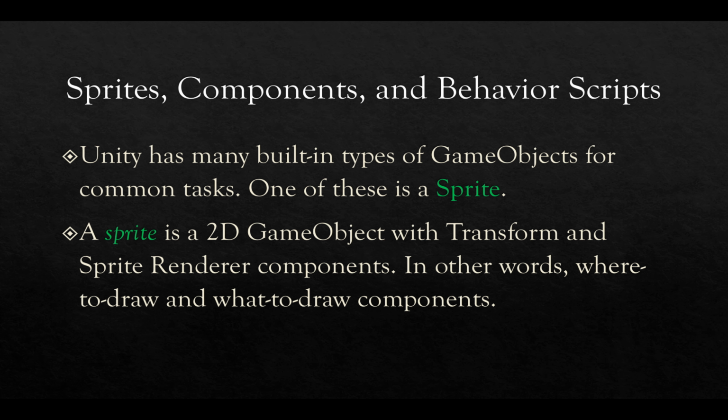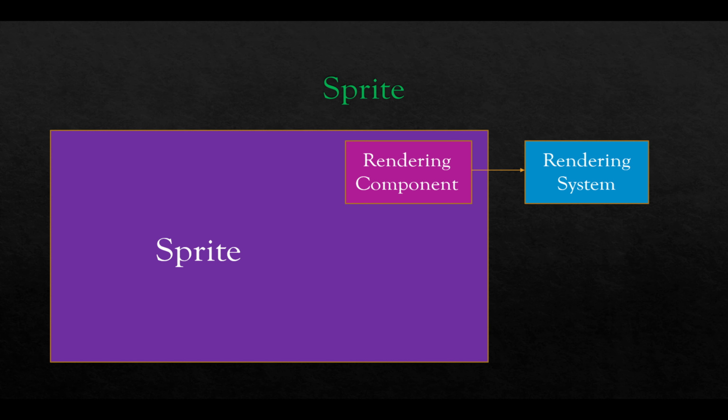So by default then, a sprite looks like this in our model. We have a sprite, which is a type of game object, and it comes with a rendering component, which again communicates with the rendering system, remembering that components are tuned to certain systems.